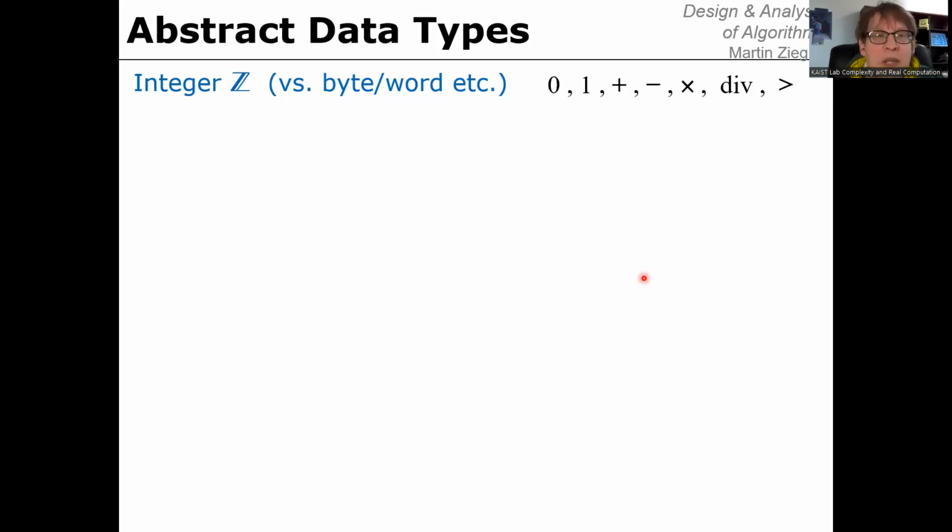Now that's a simple data type, and let me remind you of the operations that this data type supports. There are two constant operations, 0 and 1, and then there are binary operations like addition, multiplication. There are unary operations like negation, and then there's a division operation.